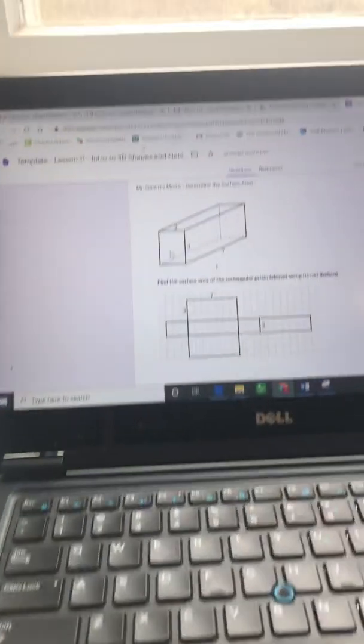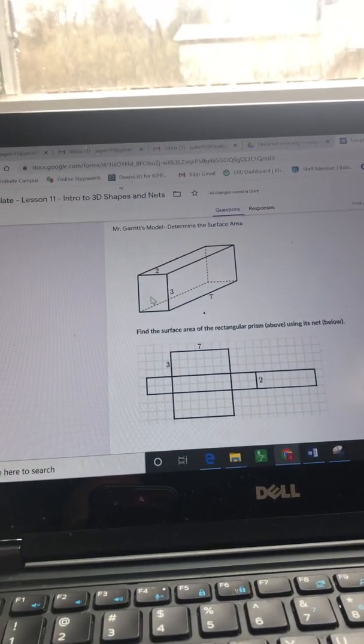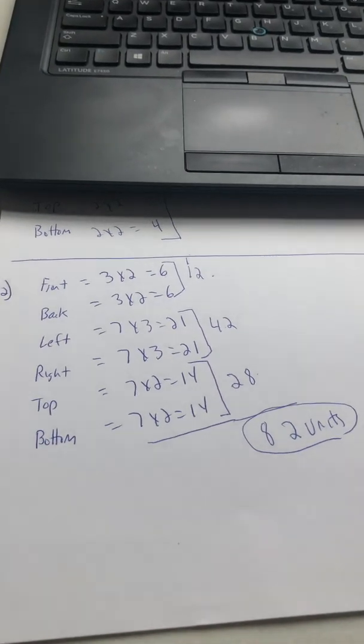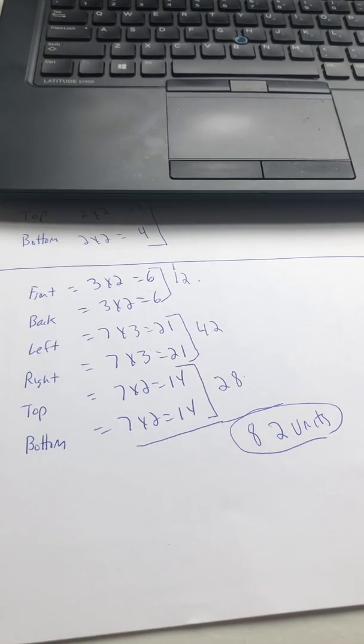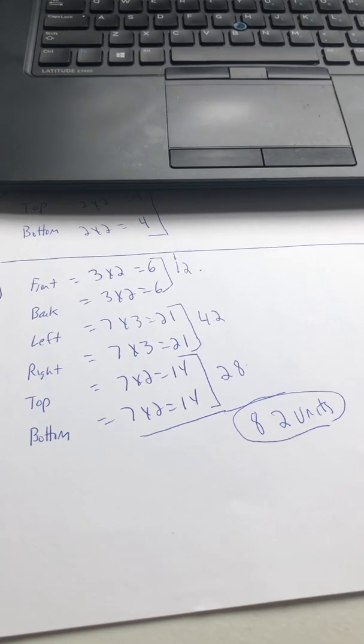To recap, I looked at my 3D shape. There are 6 sides. I found the area of each one of those sides separately, and I added them together and got 82 units. Now, let's move on to the practice and see if you can do the same thing.